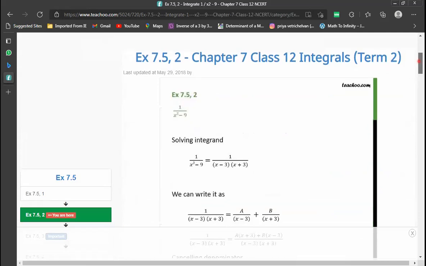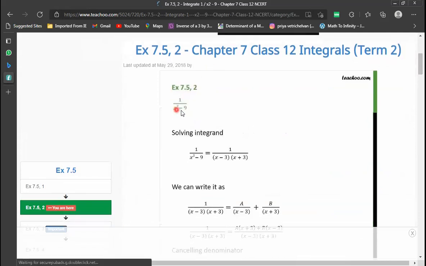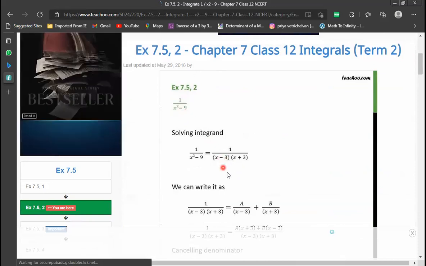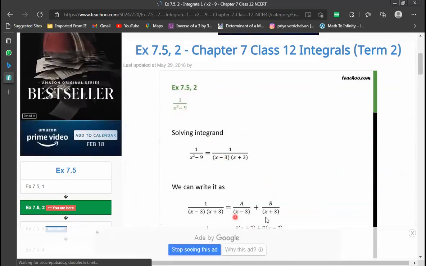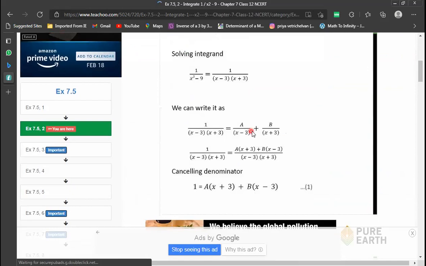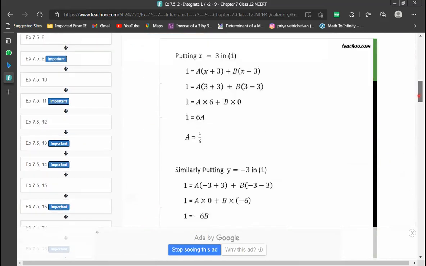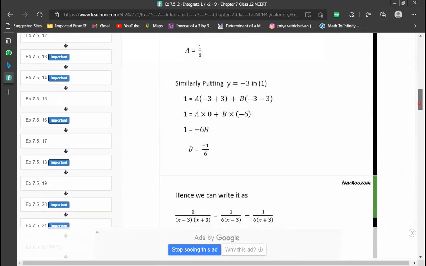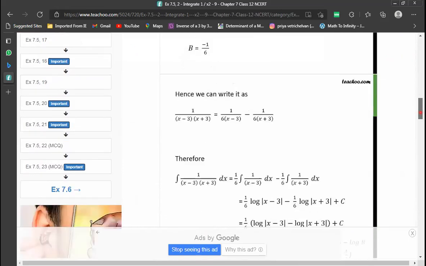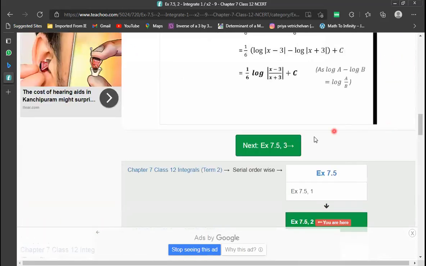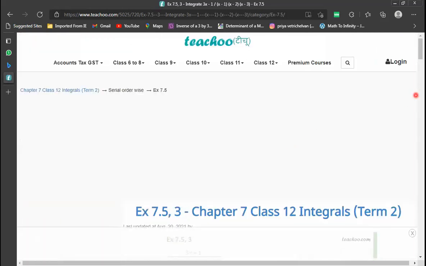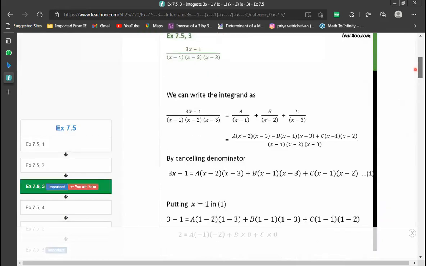Okay. So done. Now question number 2. In question number 2, you do have x square minus 9 in the denominator, which can be expressed as x minus 3 and x plus 3. So here we do have two factors which can be split as a upon x minus 3 and b upon x plus 3. We have to use the same method. After splitting them, you will go for LCM and cancel the denominator, and you will substitute x as plus 3 and minus 3 for finding the value of a and b. And then when you substitute the value of a and b, you can go for integration. Then you will use the basic logarithmic formula, same method.